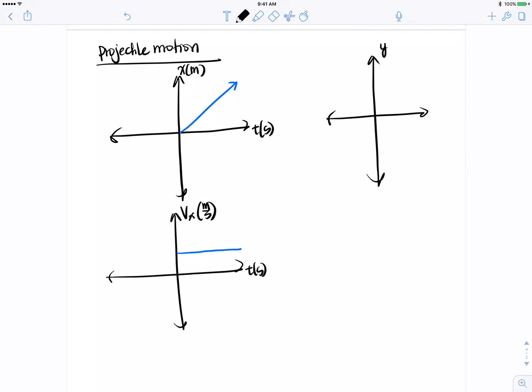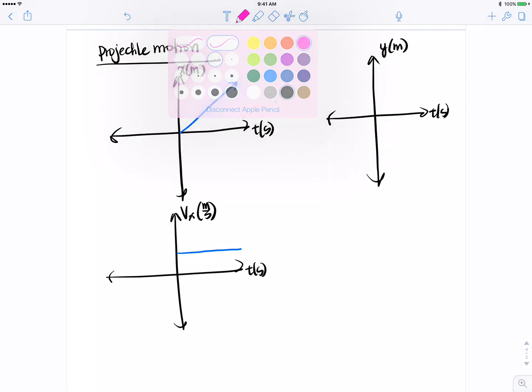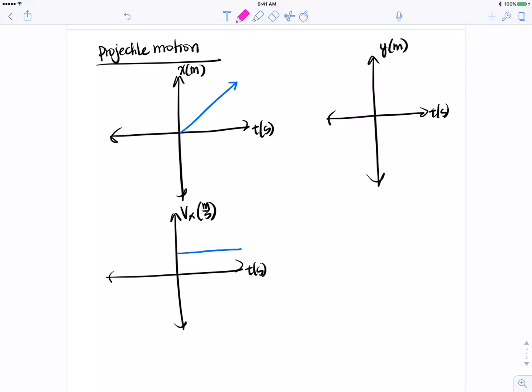Now position in the y in meters looks a little different. Remember that the shape of the trajectory is represented by the position of the projectile in the y graph. Okay, so the y position graph will have the same shape as the actual path that the projectile takes. So in projectile motion, the y graph again will mimic the trajectory of the projectile. Okay, so for projectile motion, that is the y position.